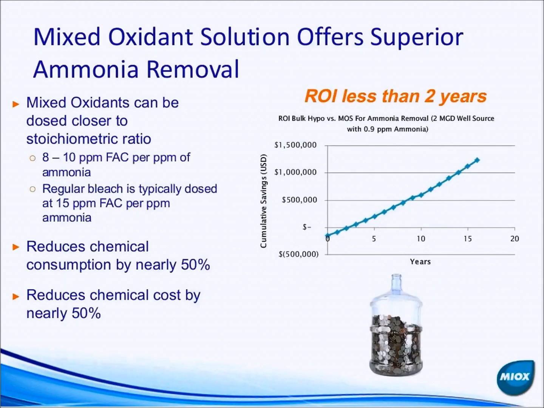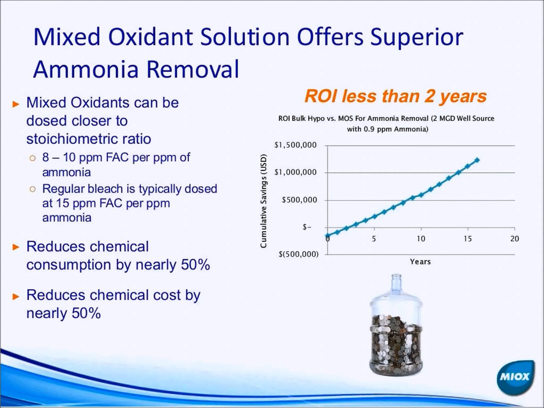So now, why does mixed oxidant solution come into play here? Where it's really interesting is that mixed oxidant on ammonia-bearing waters has been shown to behave very, very close to the stoichiometric ratio. In fact, in most cases, it's right on top. So we'll literally be seeing 7.5 to 8 parts per million per part per million of ammonia in order to drive that breakpoint all the way, as opposed to the 15 rule of thumb that people typically use for regular chlorine bleach.